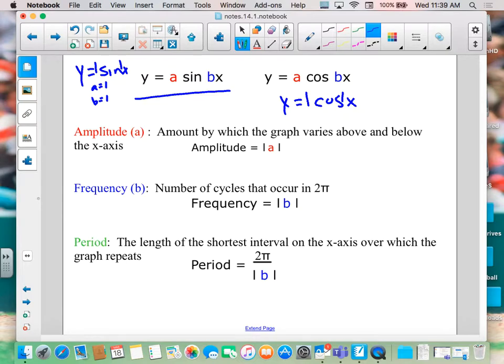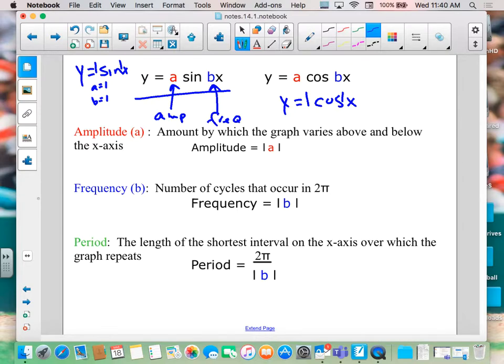We can also make it -A and flip it. So the amplitude is the absolute value of A. The frequency is the number of cycles that occur in 2 pi, and it's the absolute value of B. Notice it even goes alphabetically, so that's going to represent your amplitude. That's going to represent your frequency.